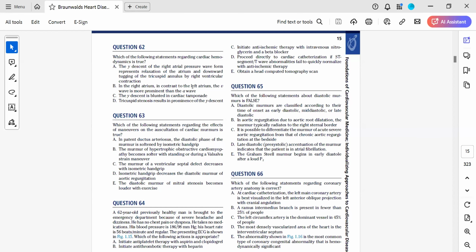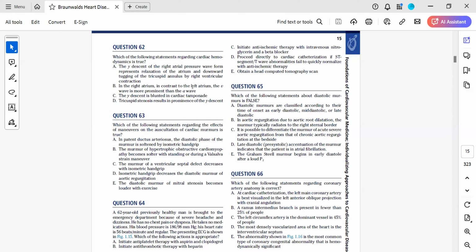Option B, the murmur of the hypertrophic obstructive cardiomyopathy becomes softer with standing or during a Valsalva maneuver. I think this is false, because standing or a Valsalva maneuver will reduce venous return and make the murmur more harsh or louder. So B is false, because it's saying the murmur becomes softer with standing and doing Valsalva.